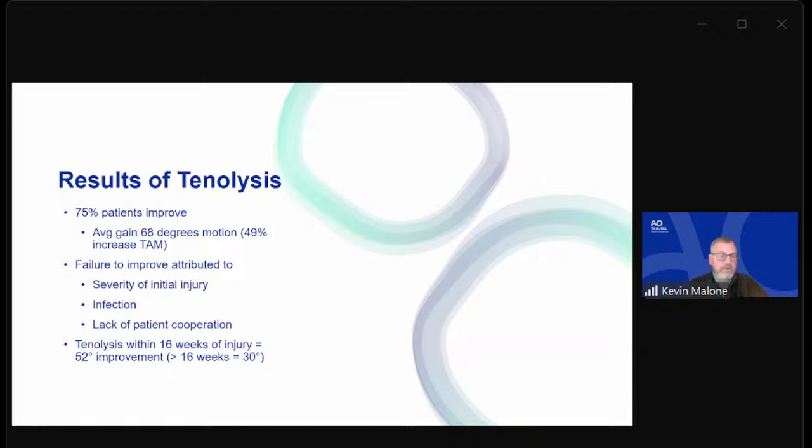Timing is also important. We want to get to these patients early. Doing a tenolysis within 16 weeks of injury results in significantly better outcomes with regards to restoration of range of motion, as compared to patients who have tenolysis performed greater than 16 weeks after initial injury.